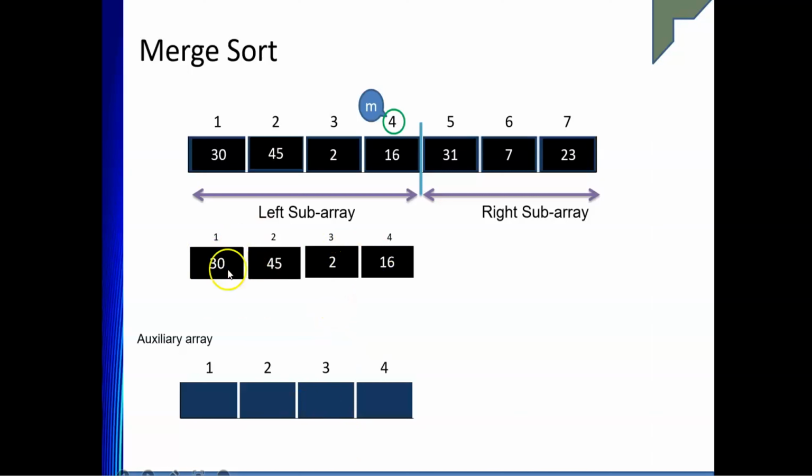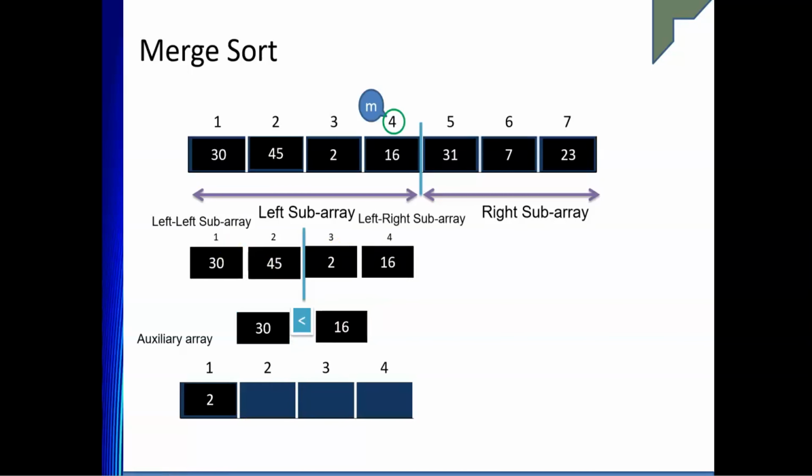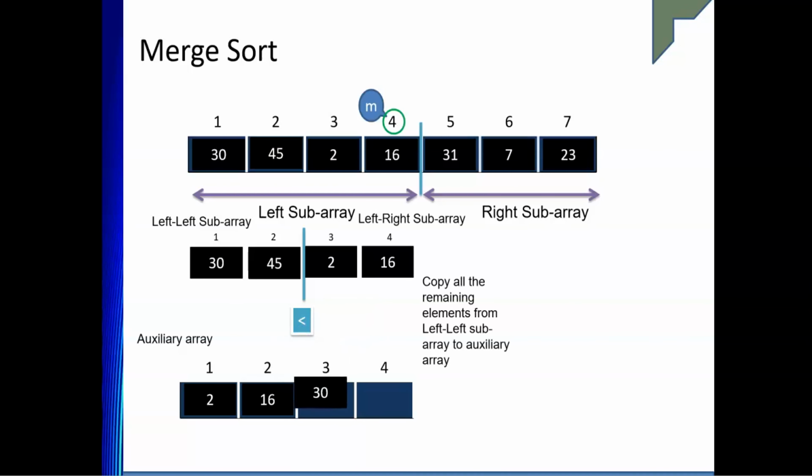For example, 2 and 16 were here, 30 and 45. So I could have got 2 and 16 here. Then the rest of the elements from here I have to copy. So after doing this, we get 2, then 16, and then we copy the remaining elements 30 and 45. So that is what we got for the left sub array.